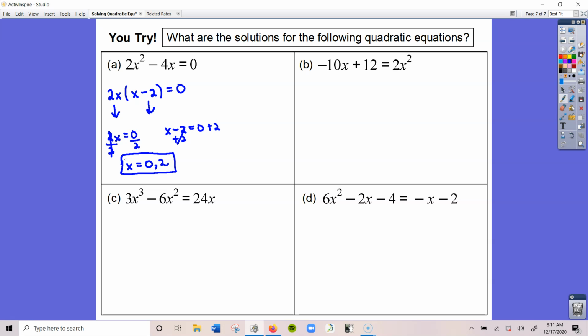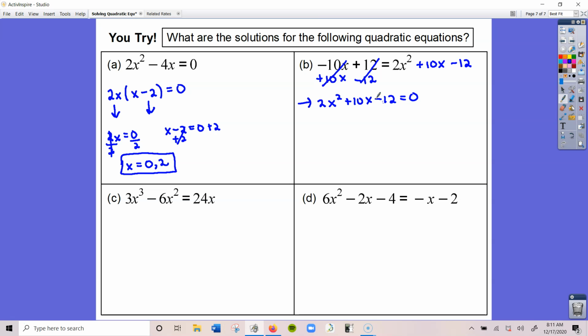For b, we have negative 10x plus 12 is equal to 2x squared. So we want to first make this equation equal to 0. We can either move every term to the right or move the 2x squared to the left. It does not matter, but I like to keep my x squared positive. So I'm going to go ahead and add the 10x over and then subtract the 12. So my quadratic equation is as follows. 2x squared plus 10x minus 12 is equal to 0.